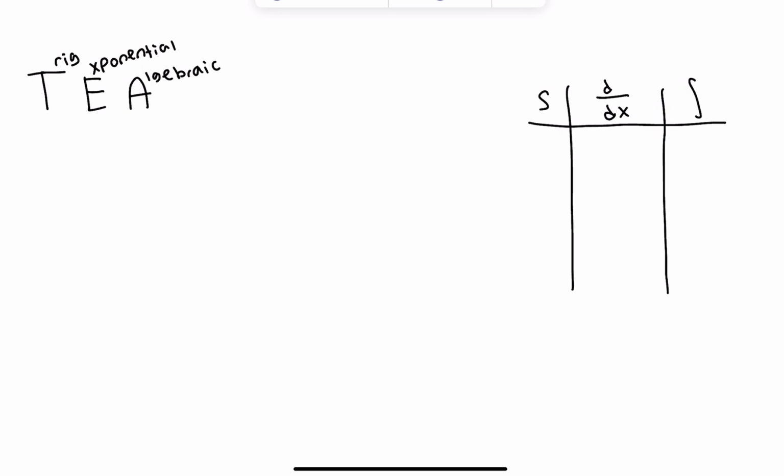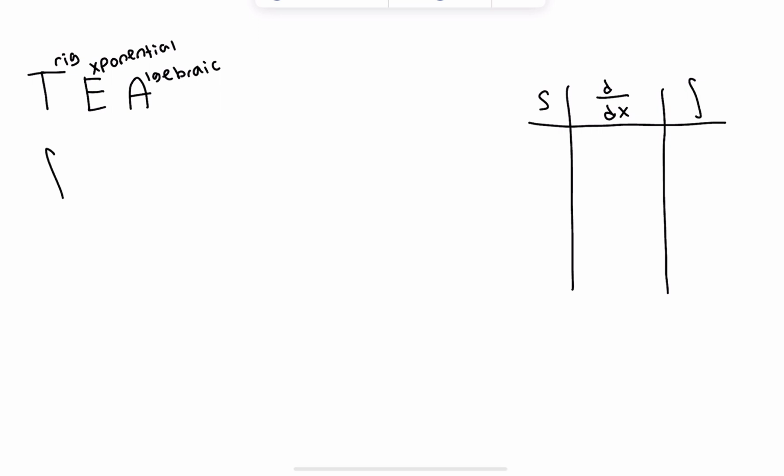And the only thing is, this method can only be used when you have a trig function, an exponential function, or an algebraic function inside of the integral. And you can use the acronym T, so you know which functions are allowed to go inside of the integral when you're using the tabular method. So let's try an example.